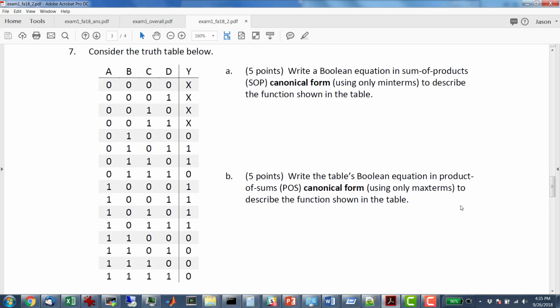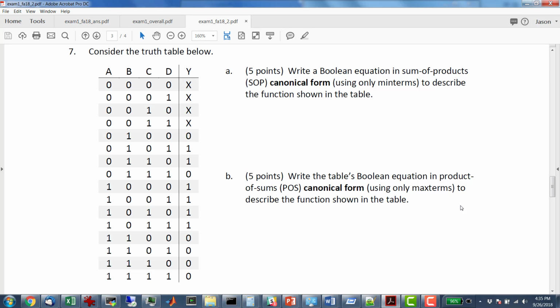Okay, so this question was pretty standard. This says write a Boolean equation in sum of products canonical form to describe the function shown in the table. I think there was a very high success rate on this. I think most everyone was comfortable with this. The first thing you want to notice here is that there are 1, 2, 3, 4, 5, 6 rows of this truth table that have a 1 output. That means you should have 6 minterms, right?